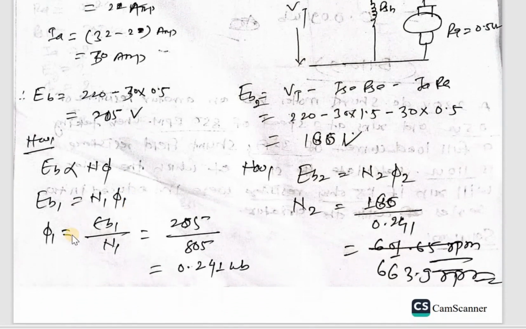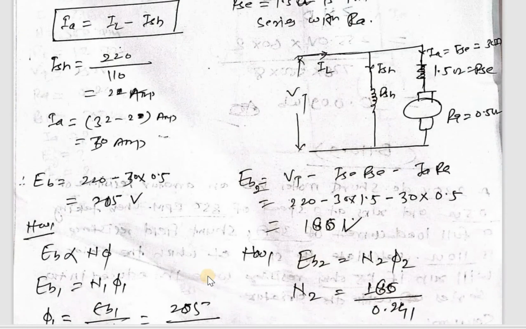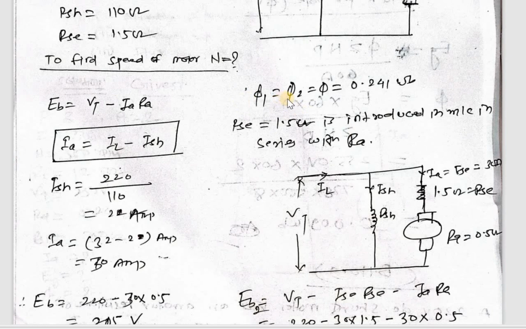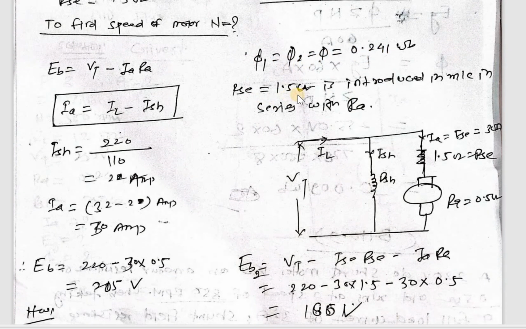and EB is directly proportional to N phi, so EB1 equal to N1 phi1, phi1 equal to EB1 upon N1. Put the value of EB and N1, you can get the value of phi. Similarly, this is the second condition. Phi1 equal to phi2 equal to phi, so 0.021 Weber.